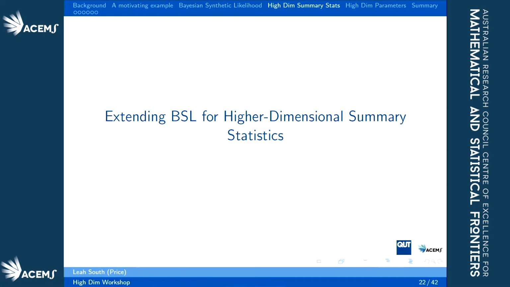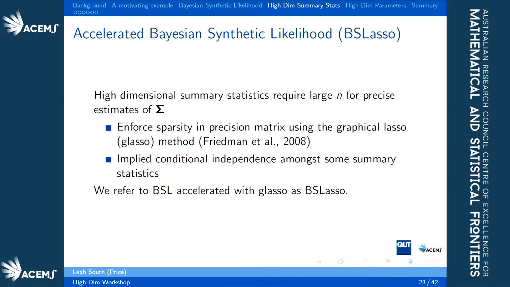Okay, so in terms of the first part, extending BSL to high dimensional summary statistics, we need to choose a large value of n in the standard method, because we're estimating the mean and covariance of the summary statistics based on those n simulations. So to do that for a 145-dimensional summary statistic, we needed large values like n equals 5,000. But that is many model simulations, and often that's the most expensive part of likelihood-free methods.